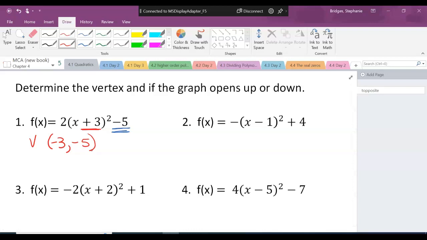And then the next question I want to know is, does it open up or does it open down? Look at your a value, the number in front of the parentheses, the number in front of your x squared. Is it positive or is it negative? Positive, so it's going to open up. And that's what I want you to do for those. Just take a couple of minutes, pick out your vertex for 2, 3, and 4, and then decide if it opens up or if it opens down. That's all we're answering right here.